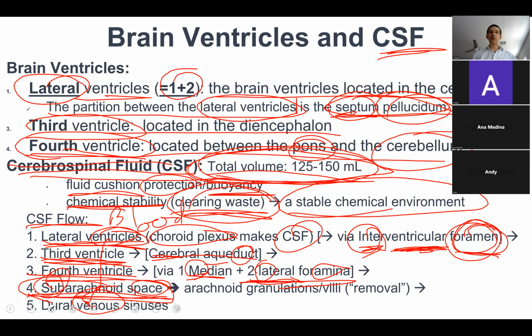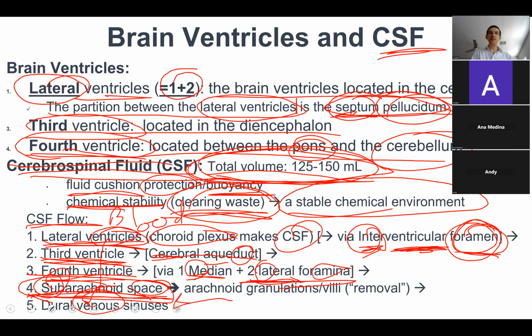Okay, so lateral foramina. And CSF exits the fourth ventricle via these three holes, and then goes into the subarachnoid space, from where a membrane projection of the arachnoid essentially enters the dural venous sinus and allows CSF to just flow into the dural venous sinus.